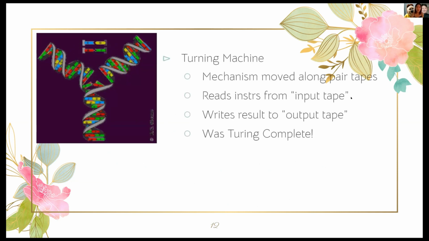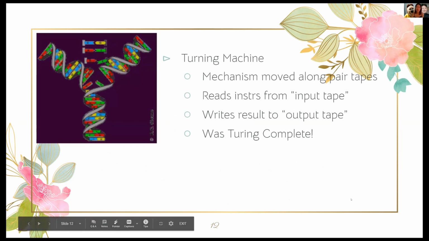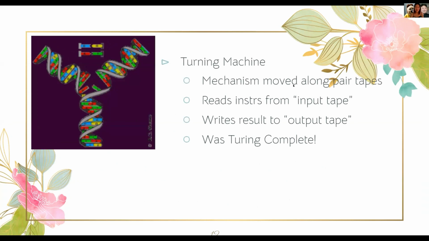So the idea is, oh, the Turing machine, not the Turing machine. I am sorry about that. The Turing machine, essentially the mechanism in which it works is that it moves alongside a pair of tapes. On one of the tapes, the input tape, it reads instructions, and then it writes the result to the output tape. So essentially, it's the same idea as copying DNA, where you split it in half and then transfer the two. Albeit it is kind of different.